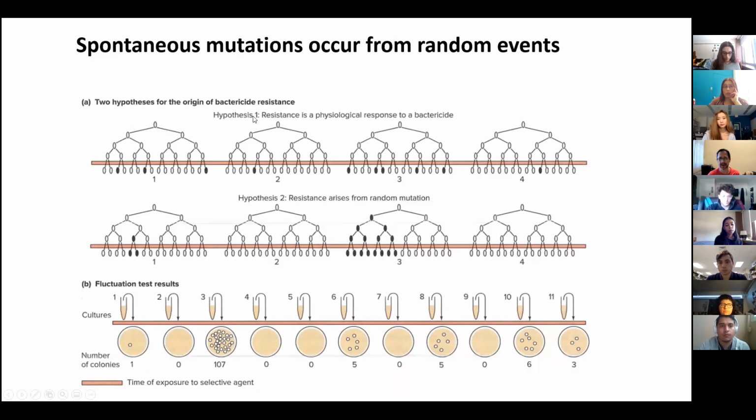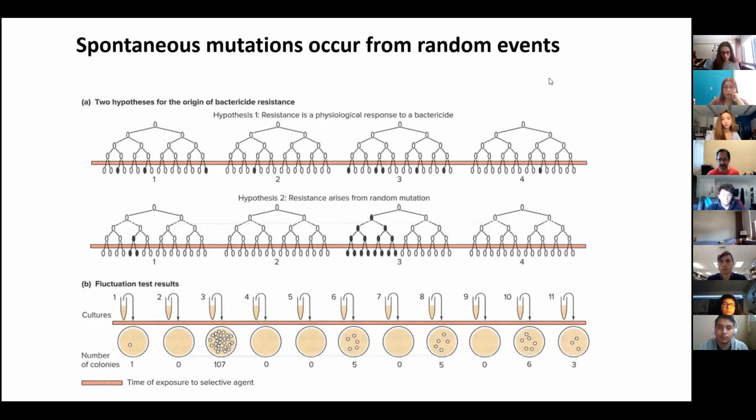And yesterday we were talking about these experiments testing the hypothesis of whether bacterial resistance to antibiotics would be a physiological response. It means when you expose bacteria to the antibiotic, they will, in response to that, generate mutations. The other hypothesis is that this resistance arises from random mutations. It means in the population of bacteria, there will be random mutations appearing here and there, and then some of those mutations will give rise to resistance to the antibiotic.